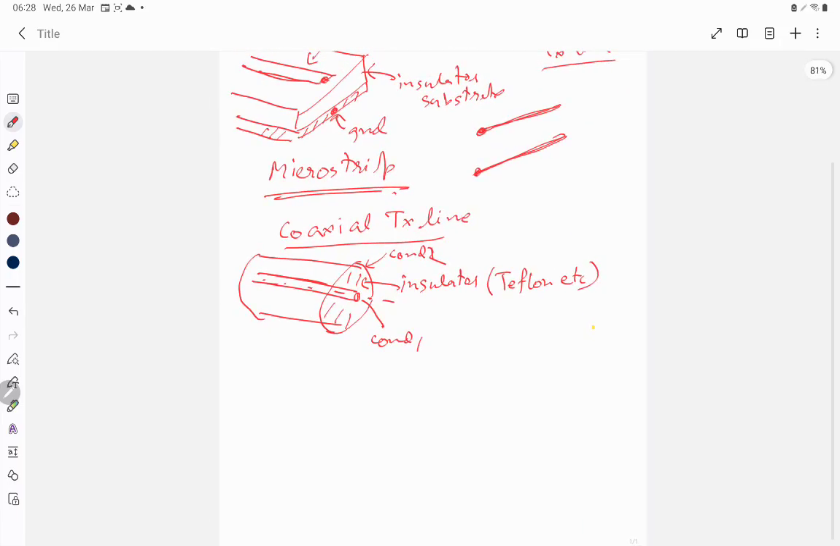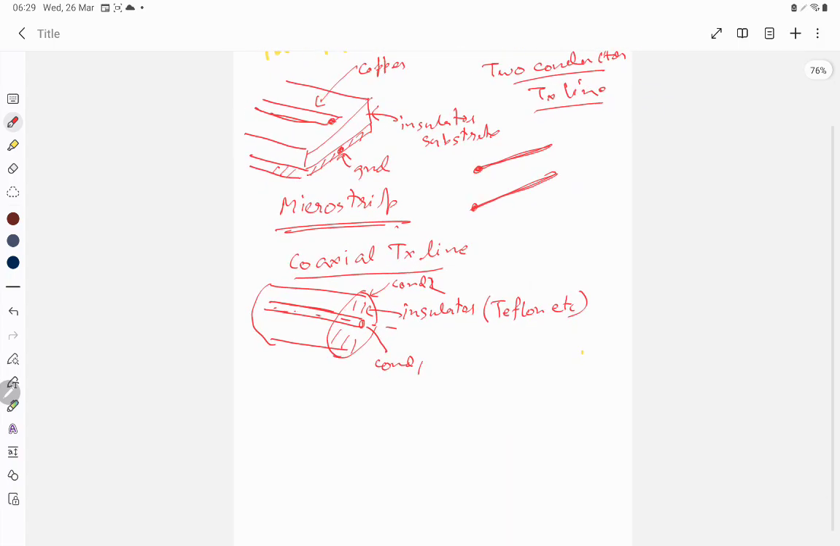So coaxial transmission lines were one of the first transmission lines, and you can see there is an evolution from coaxial transmission line to microstrip. So maybe if you take the cross section of the coaxial transmission line, it can be converted to something like this, and this is basically a strip line. Some people call it embedded strip line also.